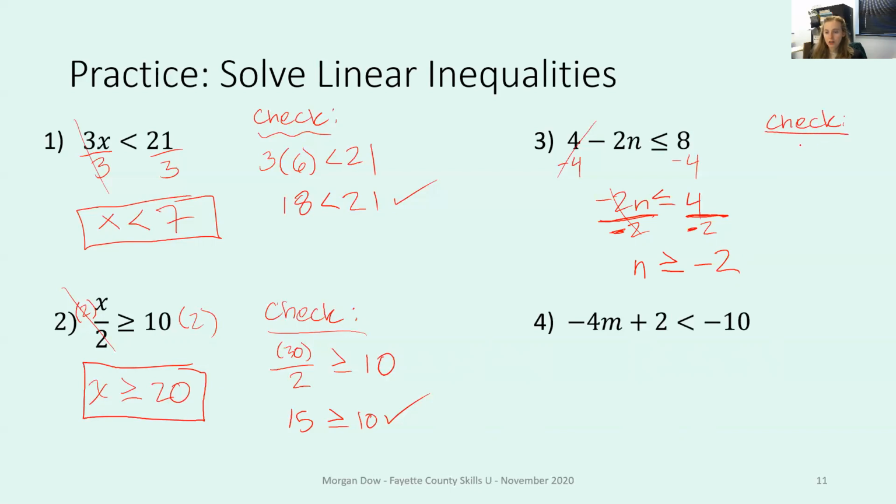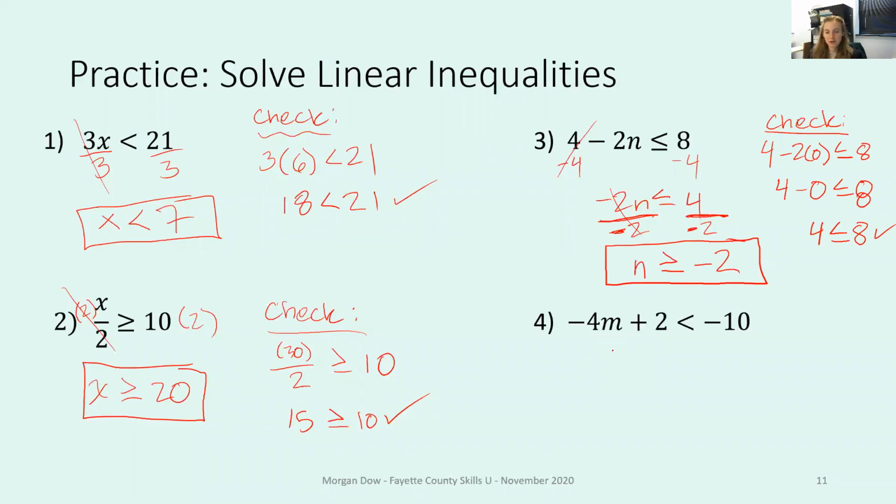So a number greater than or equal to negative 2, let's pick 0, right? 0 is greater than negative 2, so that'll work. So 4 minus 2 times 0, that should be less than or equal to 8. 2 times 0 is 0. So we have 4 minus 0 is less than or equal to 8. 4 minus 0 is 4, which is less than or equal to 8. That makes sense. And so our solution seems to work out.